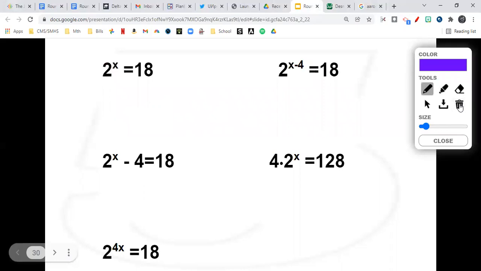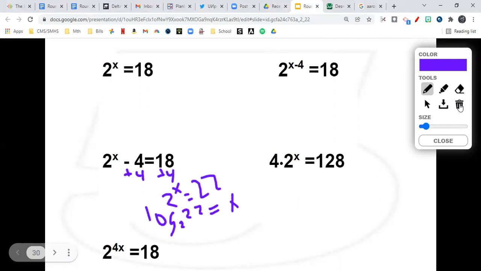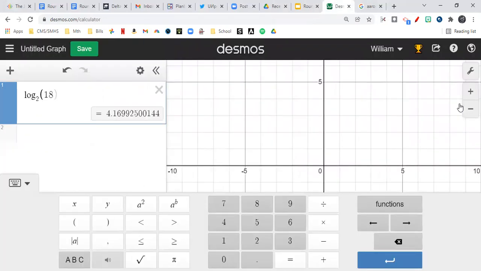So what am I going to do? First, I am going to add 4 here. And now I've got 2 to the x equals 22. At which point I can put it in log form, okay? So log base 2 of 22 equals x. Go back over here, it changes from an 18 to a 22. It's not going to change it that much.